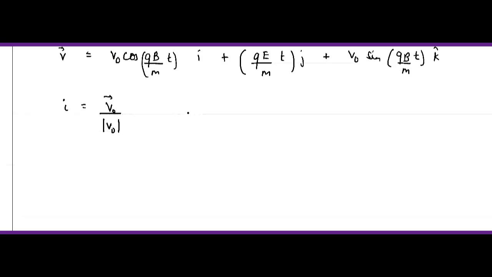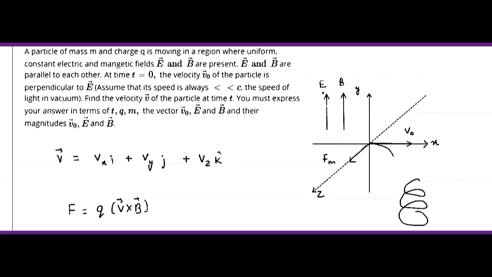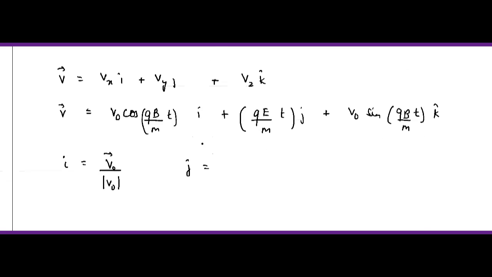Now what would be the j? Because the electric field is in the j direction, we can say that j vector would be equal to E vector divided by mod of E vector. So this is how we write the unit vector. Okay, now how to write our k cap? How to write our k cap?